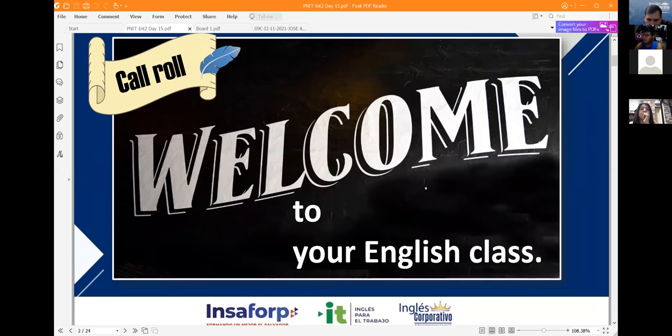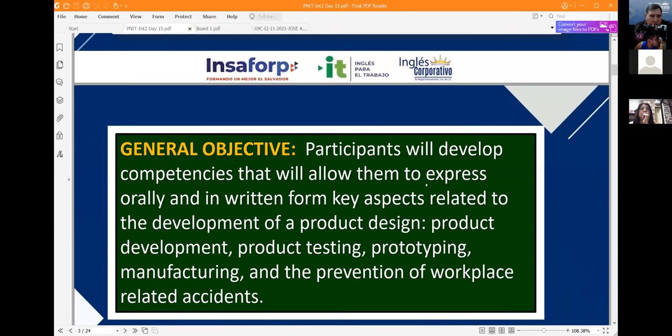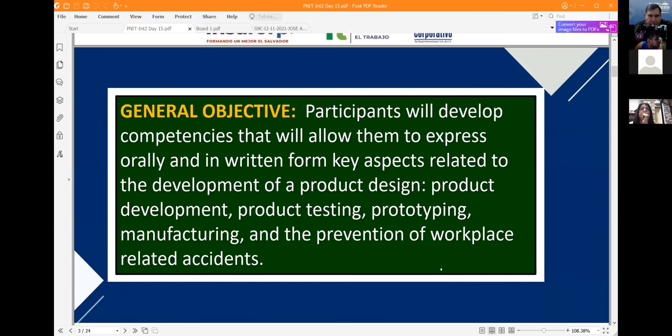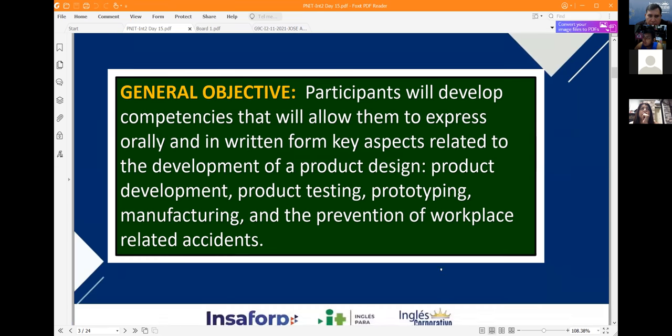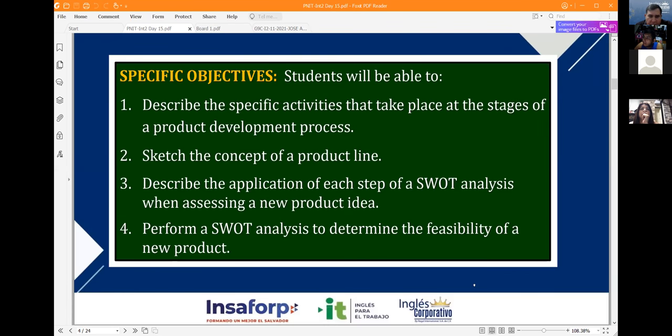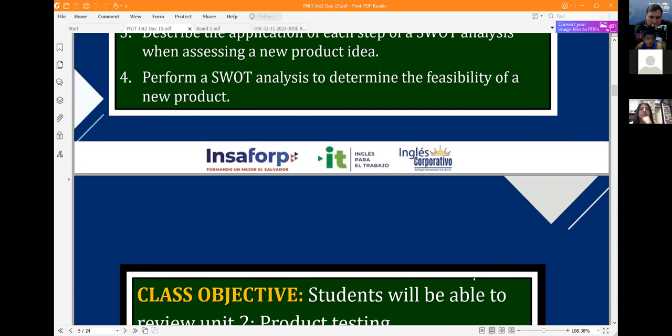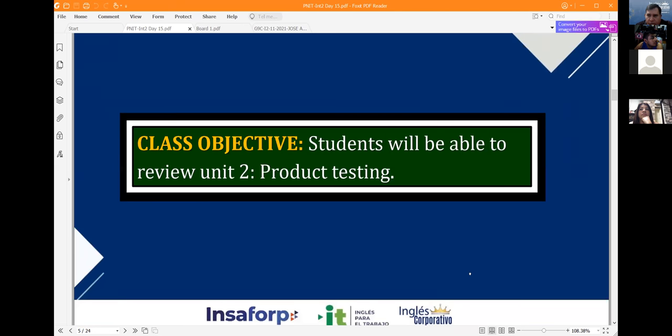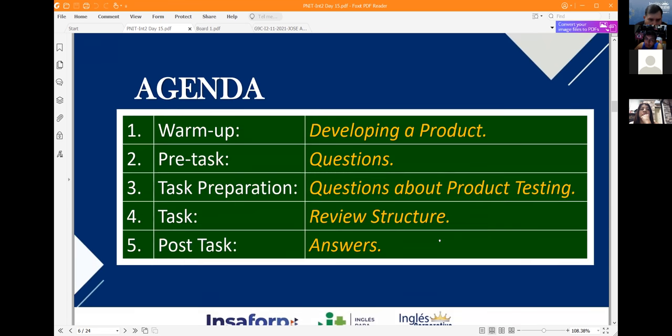So welcome to your English class. This is the general objective. These are the specific objectives. And this is the class objective for today. Students will be able to review Unit 2, product testing.